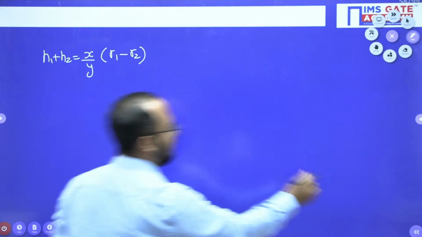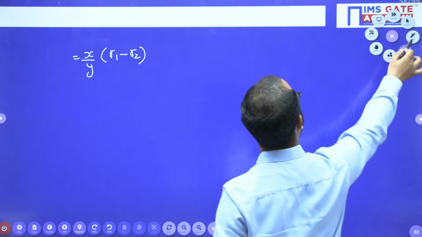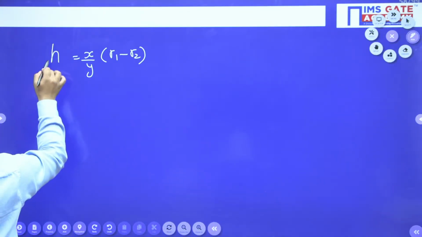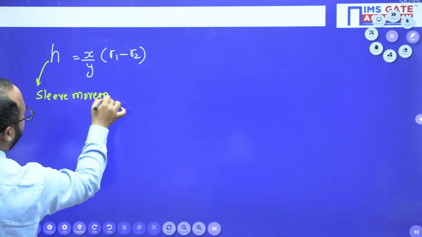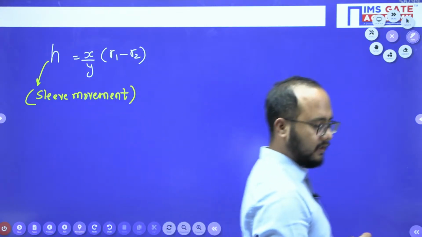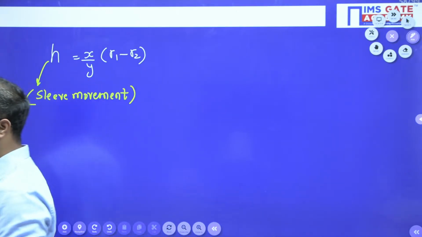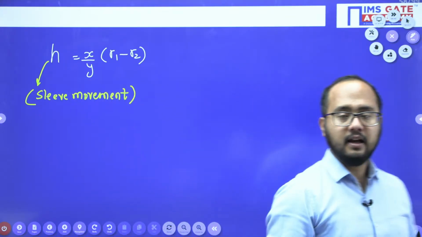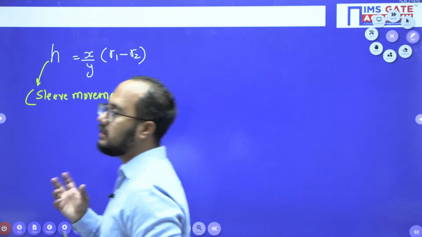Better to write instead of writing H1 plus H2, we should write this, only we will have to write H. This H value is what? The sleeve movement. This is what the sleeve movement. Clear? Okay, I hope this is clear. Now, if this is the sleeve movement, see what other parameters they can ask, like stiffness of the spring. Stiffness of the spring they will be asking. Most important parameter, the stiffness of the spring they will be asking, right everyone?